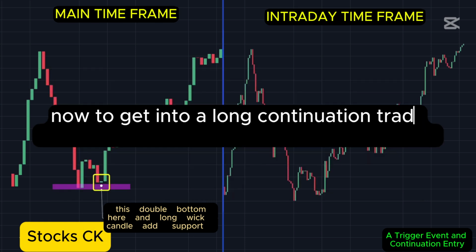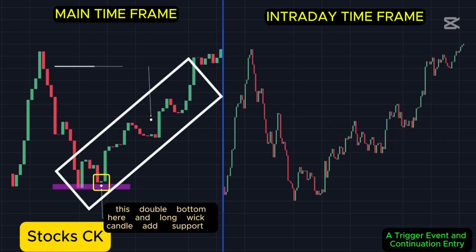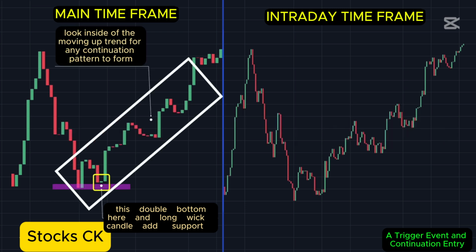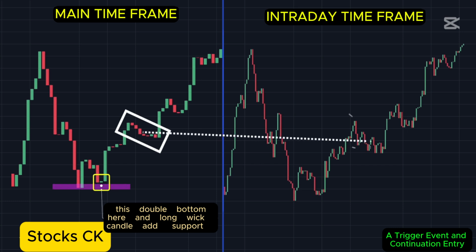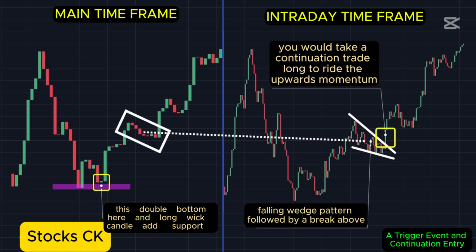Now to get into a long continuation trade after the trigger event, you have two options. Option 1, look inside of the moving uptrend for any continuation pattern to form, followed by a break in the momentum direction. So in this case, when you look inside, you had a falling wedge pattern followed by a break above, which is when you would take a continuation trade long to ride the upwards momentum.